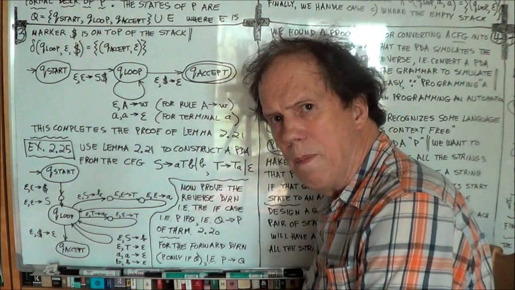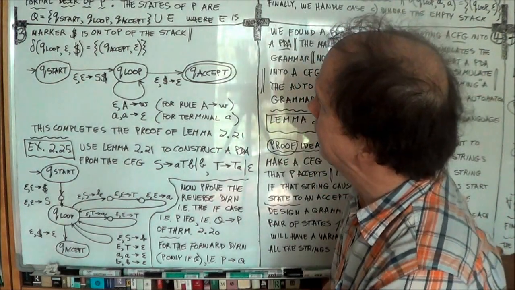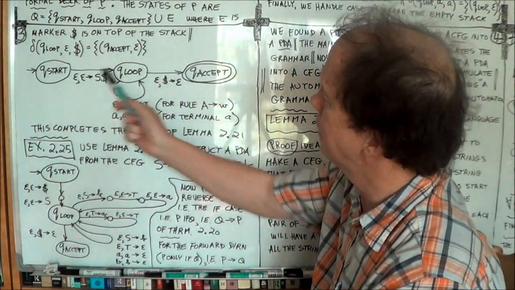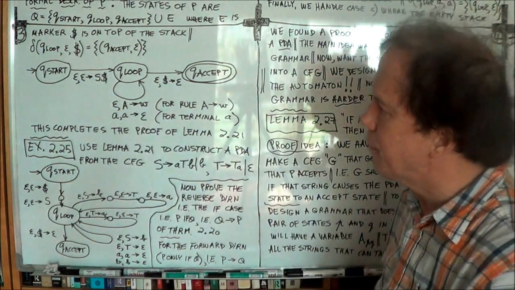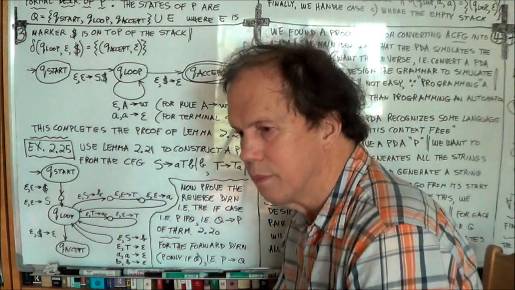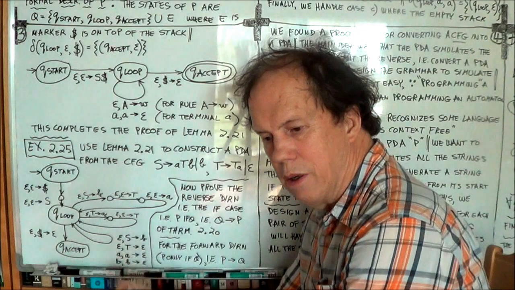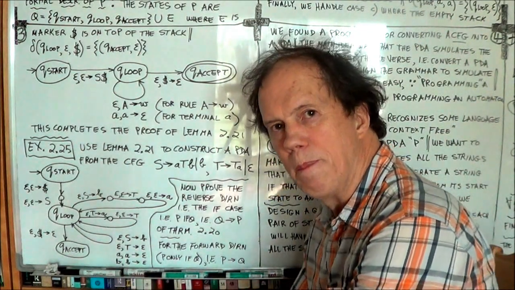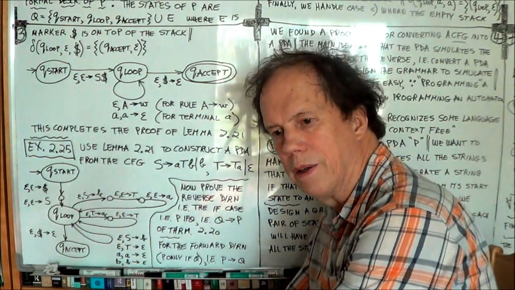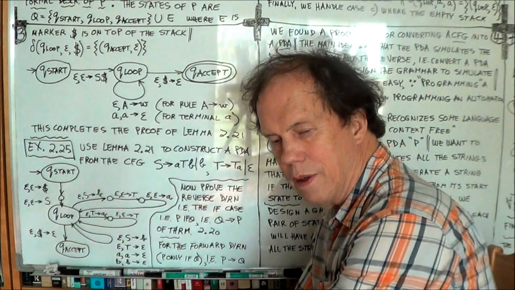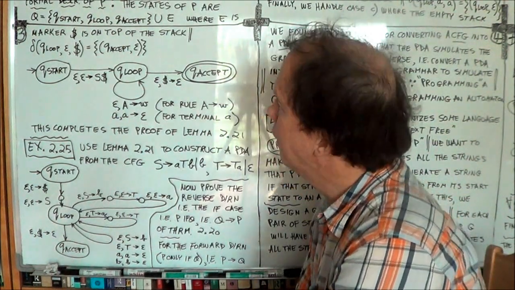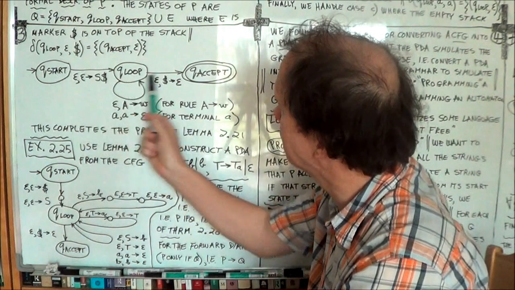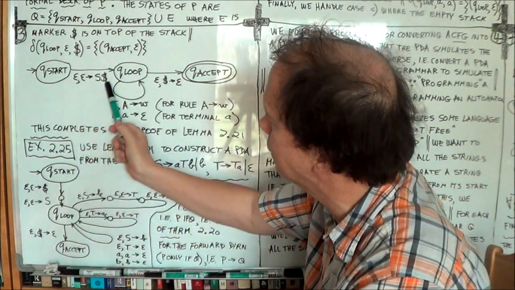Okay, going straight on. Here's the state diagram for our machine, our non-deterministic PDA that behaves like a grammar. Right? So here are 3 states.